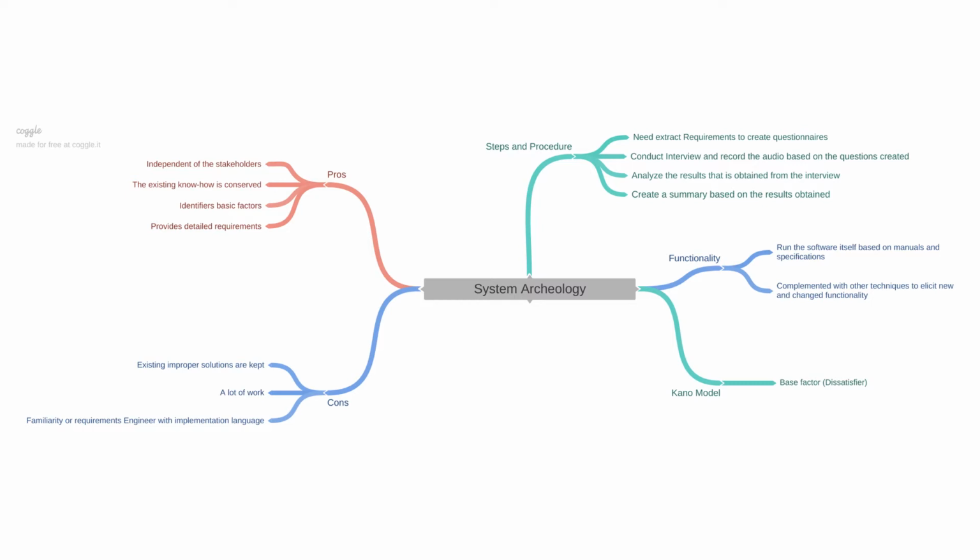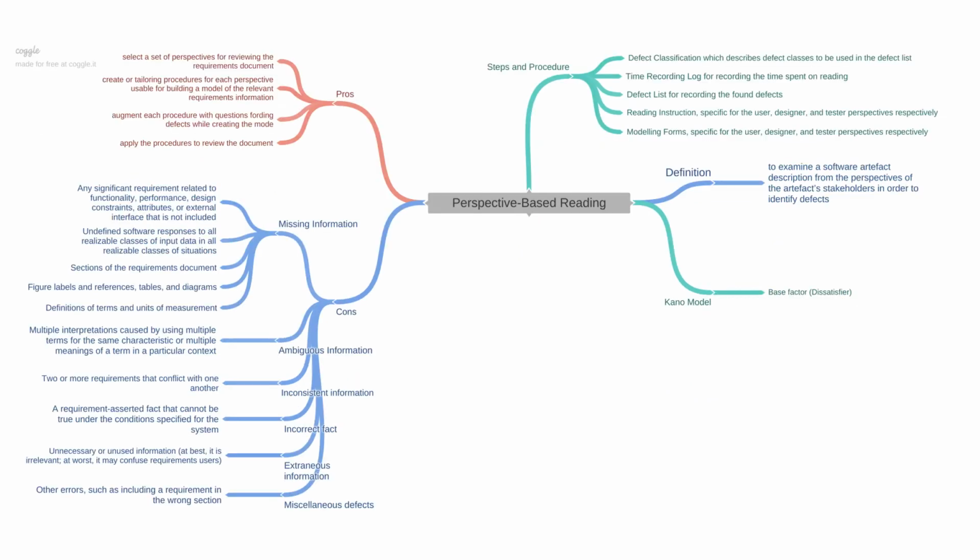Now moving on to the next requirement elicitation technique, perspective-based reading. The definition of perspective-based reading is to examine a software artifact description from the perspectives of the artifact stakeholders in order to identify defects.